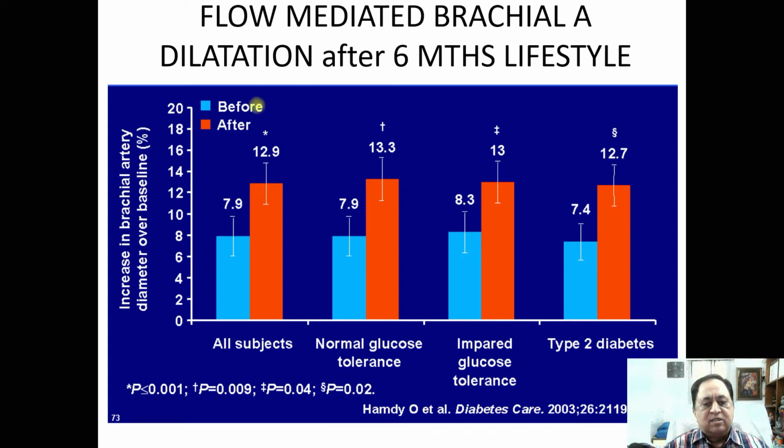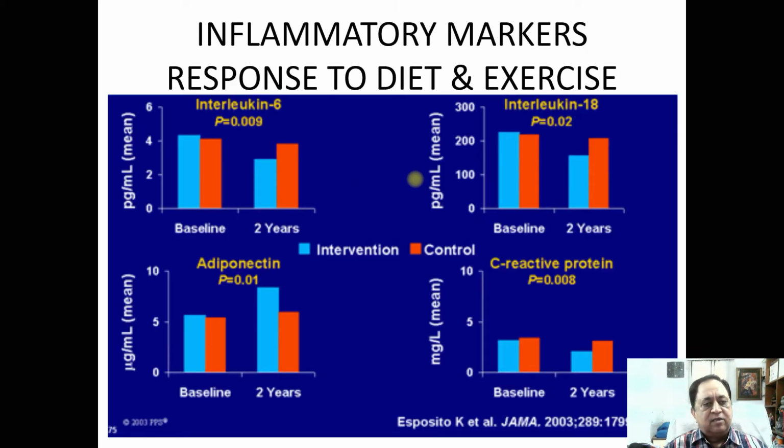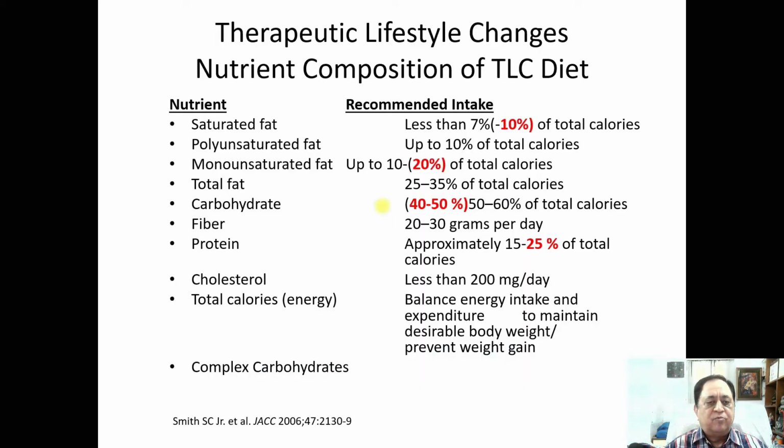Now, whether these are all beneficial in terms of functionality of cardiovascular, just to bring home a point, I have placed this slide which tells you that flow mediated brachial artery dilatation after 6 months of lifestyle changes gives a rosy picture and tells us how endothelial dysfunction actually improves with low glycemic index and low carbohydrate diet. Inflammatory markers also go down when diet and exercise are implemented in therapeutics. Interleukin 6, interleukin 18, C-reactive protein are going down, and adiponectin, the good hormone, is improving.